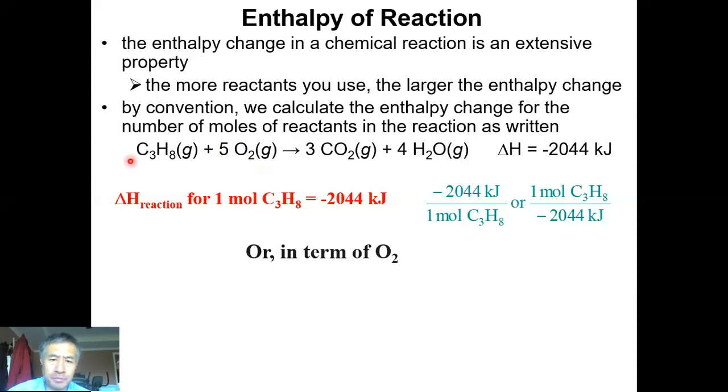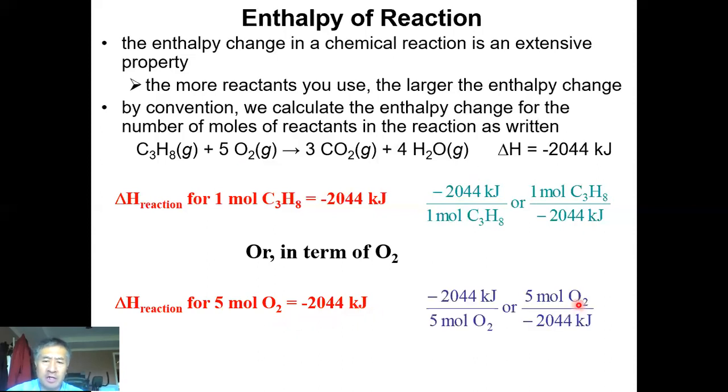How much O2 gas is related to this negative 2044 kilojoules depends on this coefficient. So we can write in terms of O2: 5 moles of O2 is equivalent to negative 2044 kilojoules. Then similarly, as this equation can be converted into two fractions, you can take either the negative 2044 kilojoules on the top, or the 5 moles on the top. We get these two conversion fractions, which are very useful if we have some moles of, for example, C3H8, we can convert into how many kilojoules.